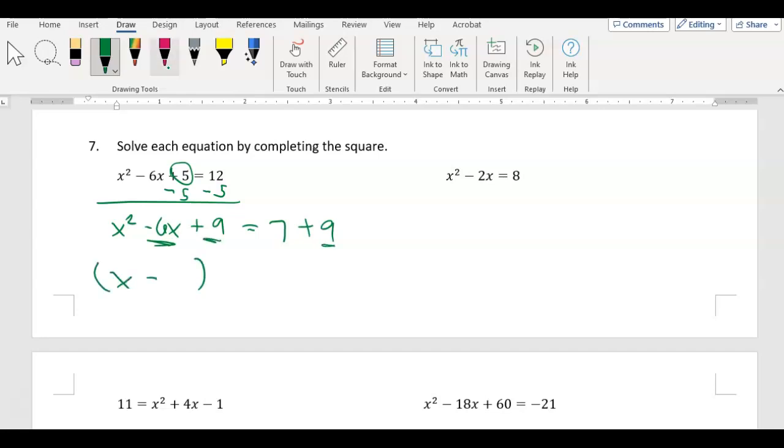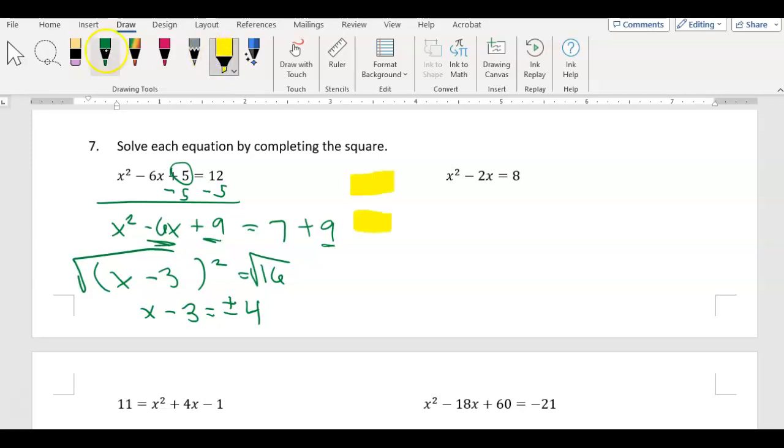Then I can put this as x minus 3 squared equals 16. Take the square root of both sides, and we get x minus 3 equals plus or minus 4. You can then solve for x. Give me 2 answers for x. All right. This next one here, half of negative 2 is negative 1.